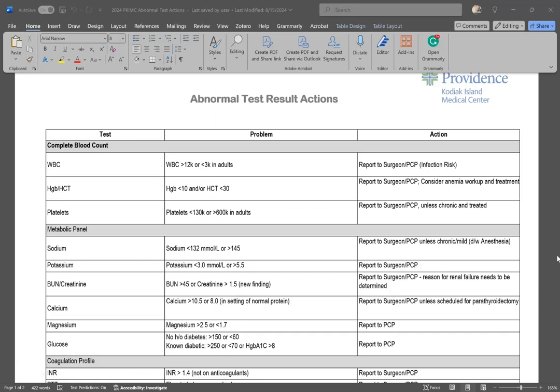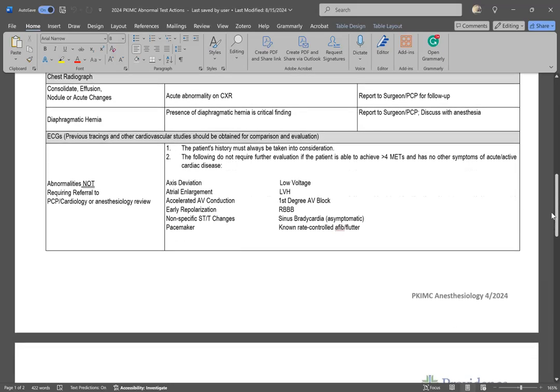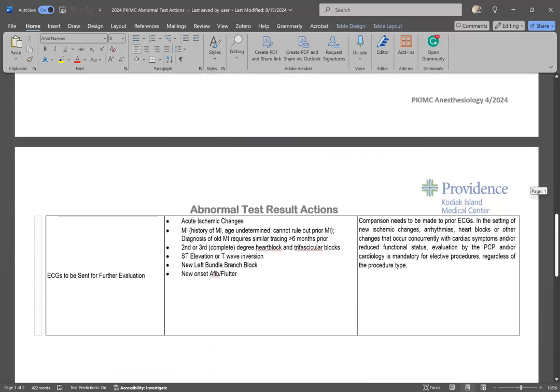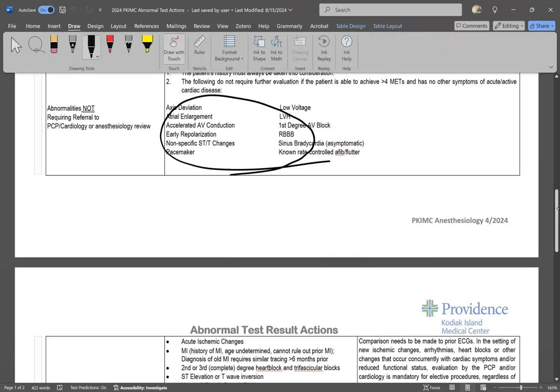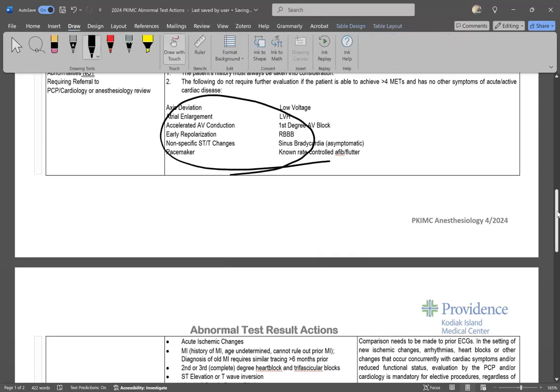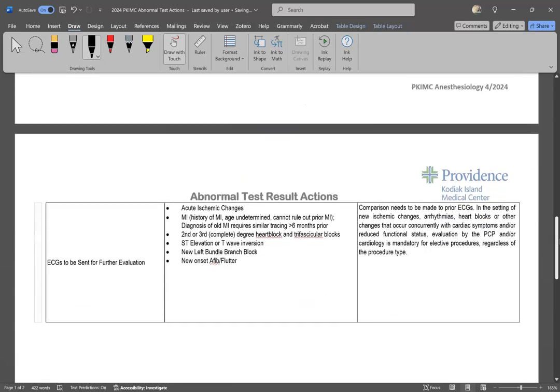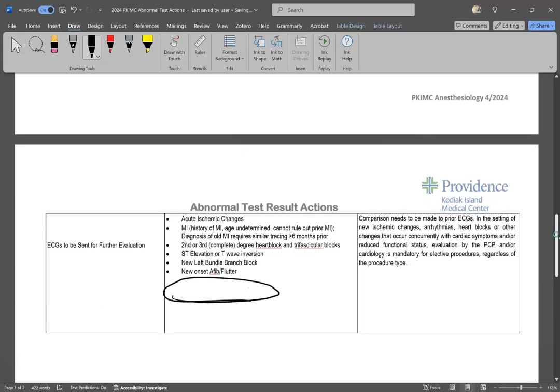We're going to scroll down. EKGs. And we see, let's see, go a little bit further. So that first one we were looking at right here, these are things that we aren't going to worry about on an EKG. The next one here is here, and we see that new left bundle branch block is there.